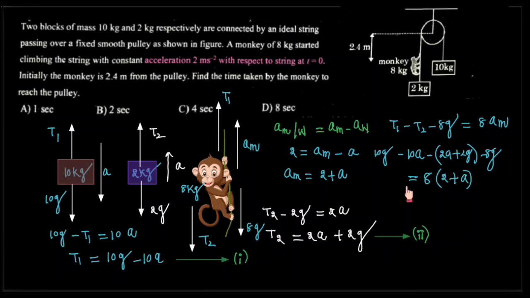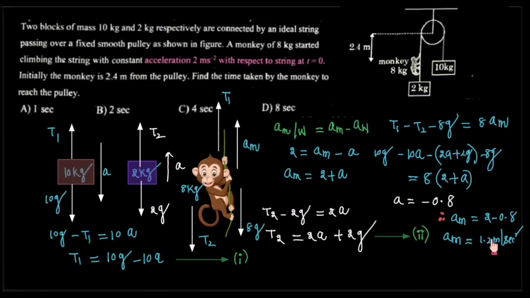If I do this calculation, I get this A as minus 0.8. Therefore, from here I could say the acceleration of the monkey, this AM, is equal to 2 minus 0.8. So this AM will be equal to 1.2 meter per second square, right?